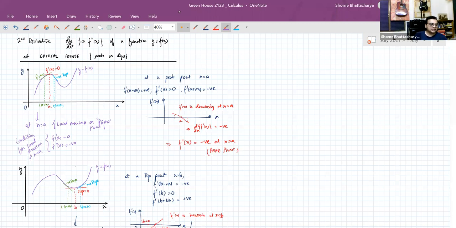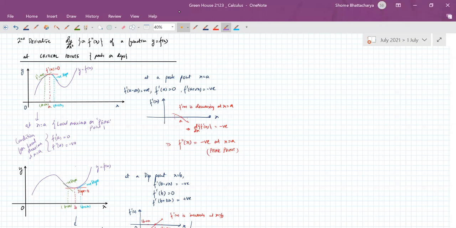So just understand and note down the key points over here, and then we'll do a lot of practice based on this, so you'll get used to applying this in solving problems. So, sir, this is one of the important applications of differentiation.